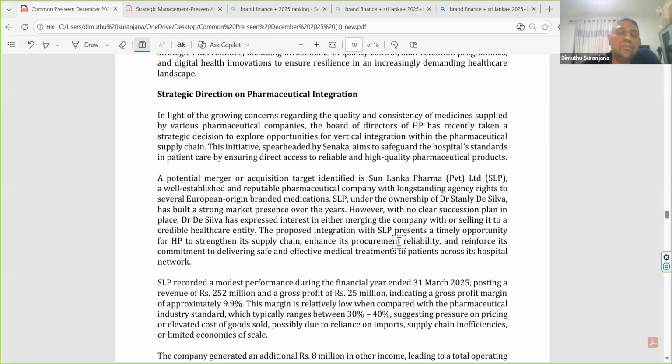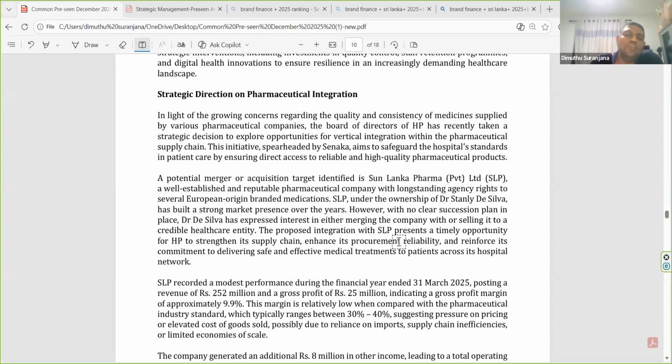Right. Strategic direction on pharmaceutical integration. In light of growing concern regarding the quality and consistency of medicine supplied by various pharmaceutical companies, the board of directors of HP has recently taken a strategic decision to explore opportunities for vertical integration in the pharmaceutical supply chain. You know what is vertical integration?